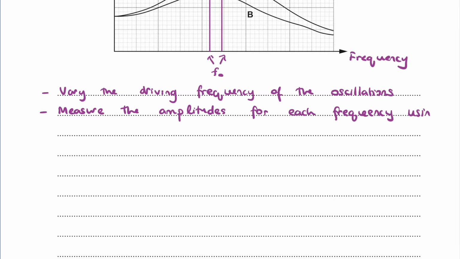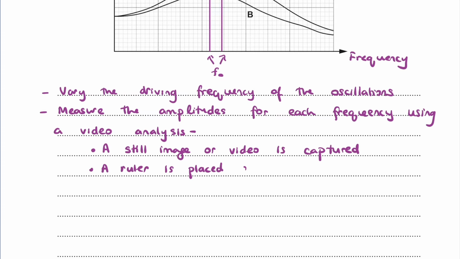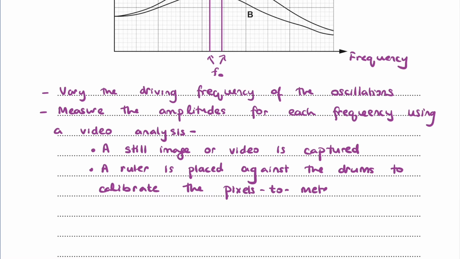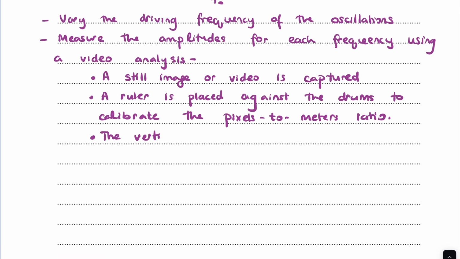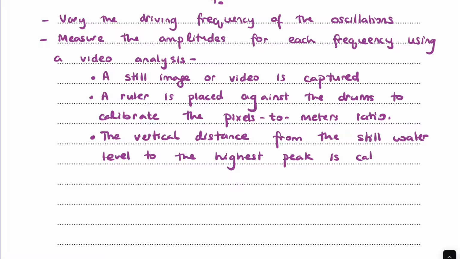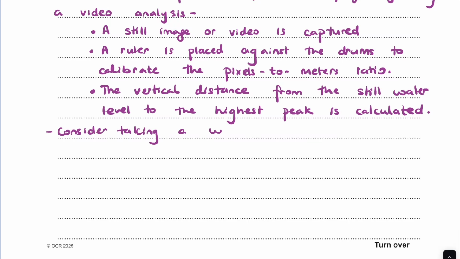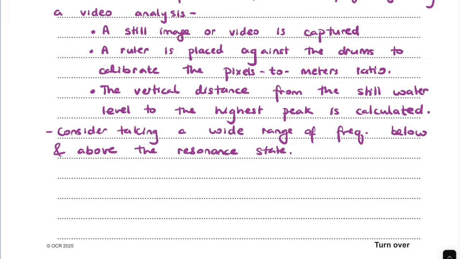In terms of measuring the amplitude, I would use video analysis, where video is taken and a ruler is placed against, in this case, the drum, to calibrate the pixels to meters ratio, and then we can calculate the vertical distance from the still water level to the highest peak. I would consider taking a wide range of frequencies below and above this resonance state. So that's how I would get a range of amplitudes for each frequency.